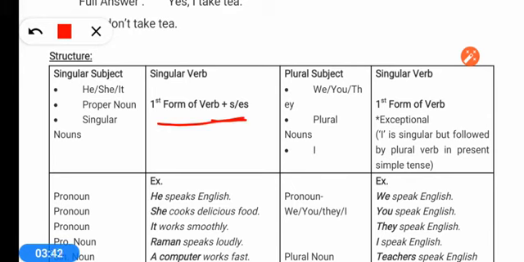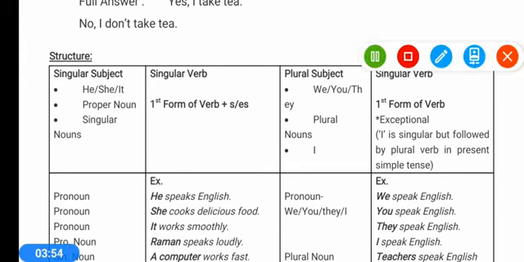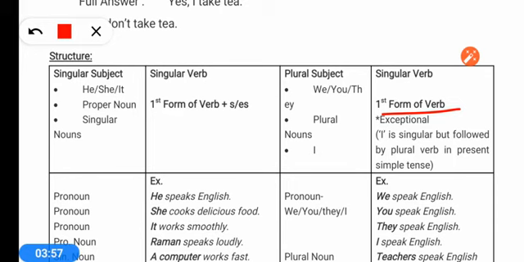Now the second part, the plural one. In plural, we don't add s or es. Only the first form of the verb is used in a plural subject. A plural subject can be a noun or pronoun: we, you, they. That is a plural pronoun. If we talk about plural nouns, then boys, girls, teachers, students. When we add s or es to a noun, it becomes plural. Here I am talking about nouns. I is a singular subject, but it is treated as plural.